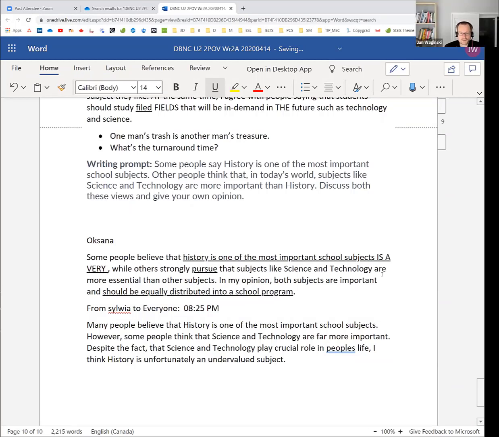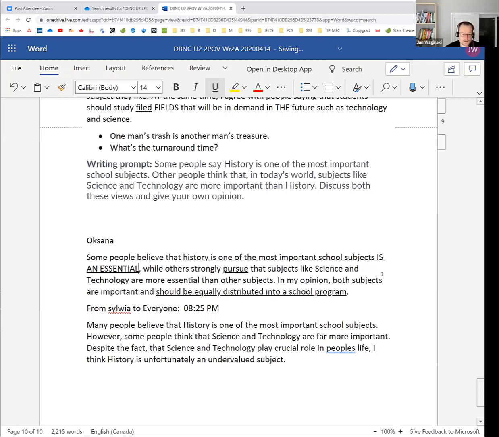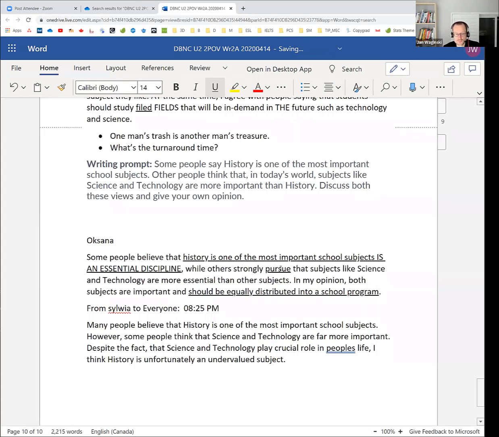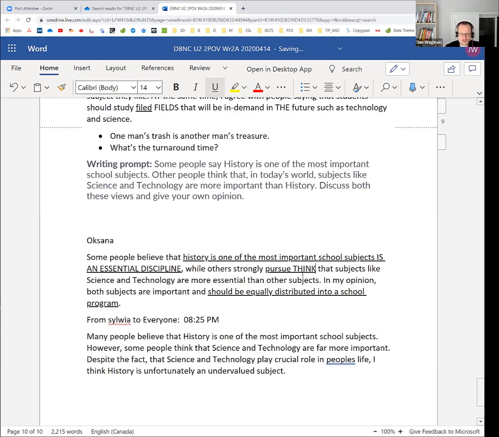But what's a synonym for very important? One word. Essential. Yeah, essential. I already have this word there. History is an essential discipline, while others strongly pursue. Pursue as follows. So you would use it as I'm pursuing my passion. The police are pursuing the robber. Believe, maybe. Yep. Well, believe, think, argue, think, any of those words.